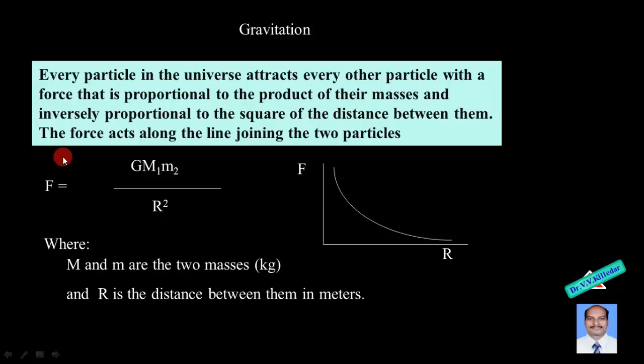Now we can state Newton's law of gravitation as: every particle in the universe attracts every other particle with a force that is proportional to the product of their masses and inversely proportional to the square of the distance between them. And this force is always acting along the line joining the two particles. Such forces are called central forces. Or we write this gravitational law of Newton as F = G m1 m2 / r².